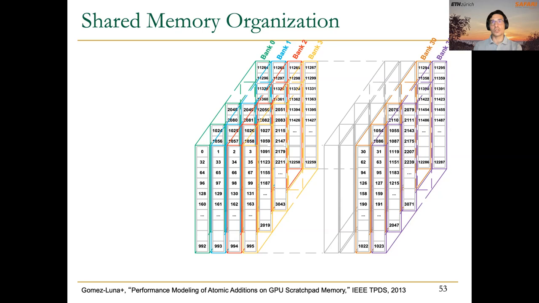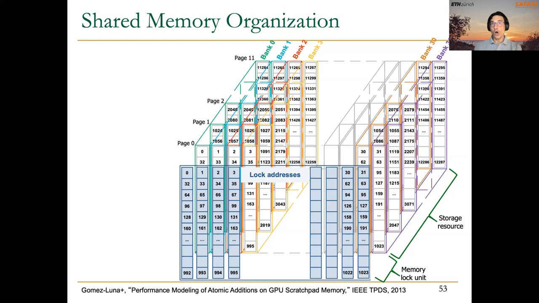Associated with these banks, there are some lock addresses. In total, in the Fermi and Kepler architecture, we found out that there were 1,024 different lock addresses and different lock bits. What that means is that each of the lock bits is assigned to and corresponds to multiple memory addresses. In particular, for example, this lock bit zero is going to be used to atomically update address 0, or address 1024, or address 2048, and so on and so forth.